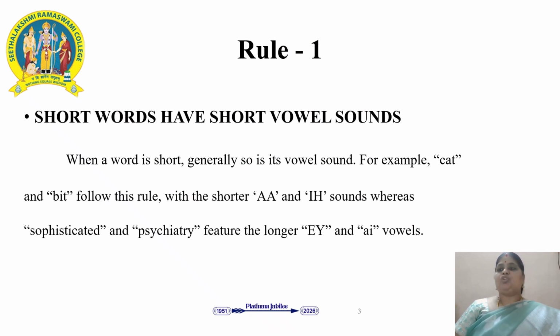Rule number 1. Short words have short vowel sounds. When a word is short, so is its vowel sound. Even if this may not be generalized, in most cases this rule holds good. Example, words like cat and bit are short and they have a very short vowel sound. Long words like sophisticated, psychiatry feature long vowel sounds.